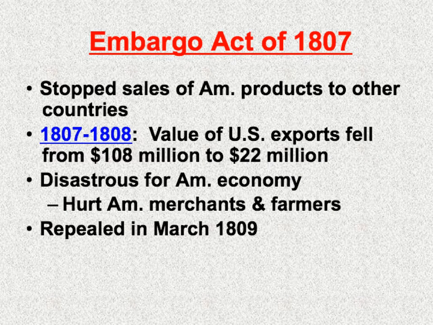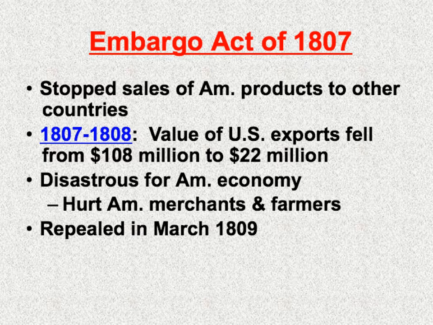So as a result of that, under the guidance of Thomas Jefferson, we created the Embargo Act of 1807, which pretty much stopped all of our sale of American products to other countries. As a result of this, it's going to be very negative. It's basically going to cripple our economy.